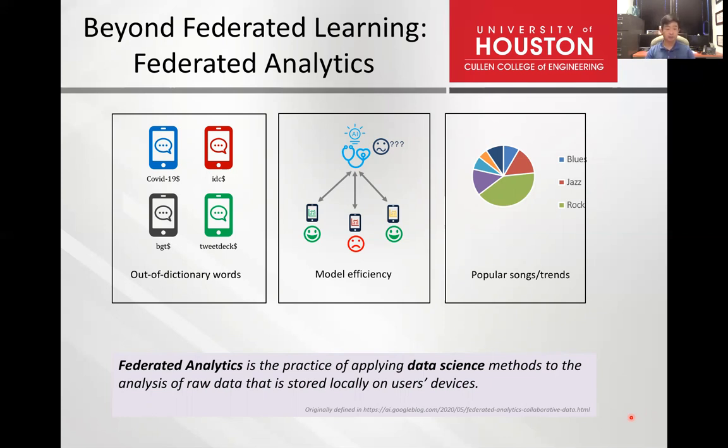For federated analysis, it is the practice of applying data science methods to the analysis of raw data that is stored locally on user devices. So what does this mean? For federated learning, the server does not do anything too complicated. They only do the average of the weights and so on. That is too simple. How about when the data becomes more varied? Then the server can do something smarter. Beyond just averaging, it can do data analysis.